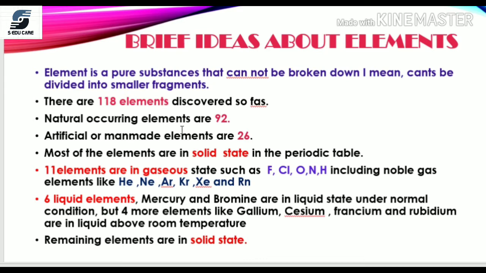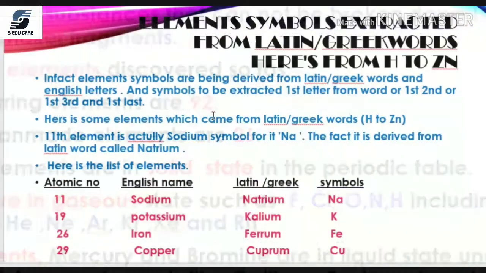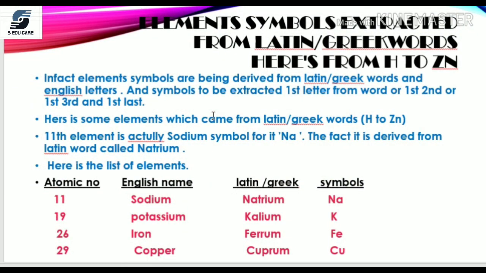Six liquid elements are also present. Especially mercury and bromine are liquid under normal conditions, at room temperature. The remaining four, gallium, cesium, francium and rubidium, are also liquid but not at normal temperature; it will be above room temperature. The rest of the elements will be in the solid state.